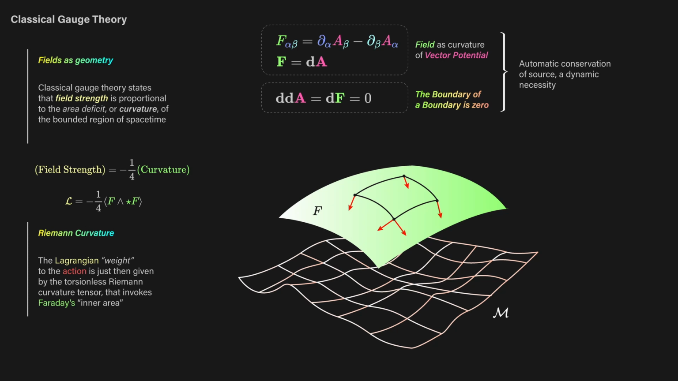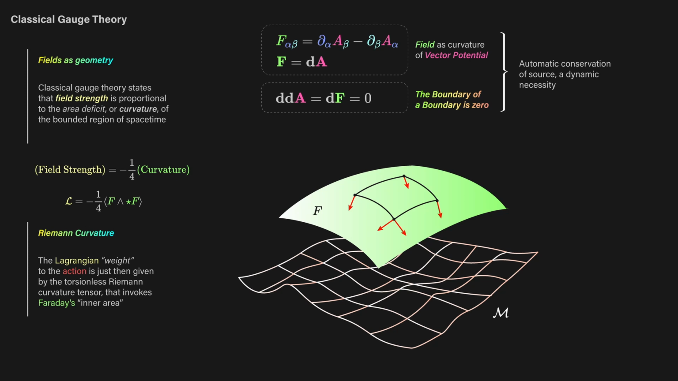But anyways, you can see this Lagrangian in terms of Riemann curvature. So the Lagrangian weight that the action is given is actually just a torsionless Riemann curvature tensor. And torsionless is really interesting, right? Because although it's anti-commutative in the sense that it has curvature, it's not non-abelian. So this is what we would call an abelian gauge field.